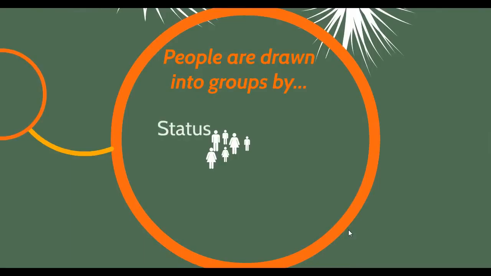People are drawn into groups by a number of different factors. Status, the higher status that can come from being inside a group or a member of an in-group, as opposed to being on the outside of a particular group. They can be drawn into a group by similarity. People tend to identify with people that are similar to themselves.